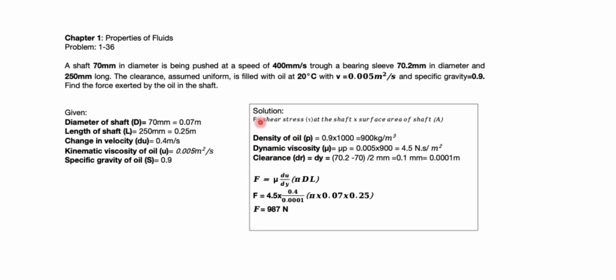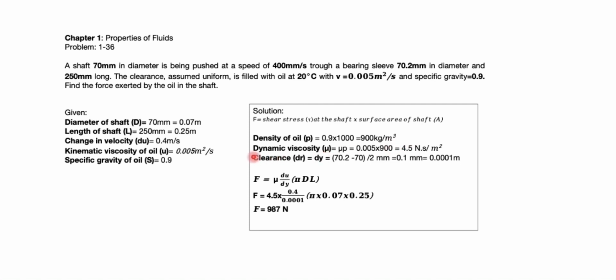Moving on to our solution. So F, or force, is equals to shear stress, tau at the shaft, times surface area of shaft, which is A. So we're going to determine the density of oil. So 0.9, the specific gravity of the oil, times the density of water, which is a constant, 1000. So we have 900 kilogram per cubic meter.